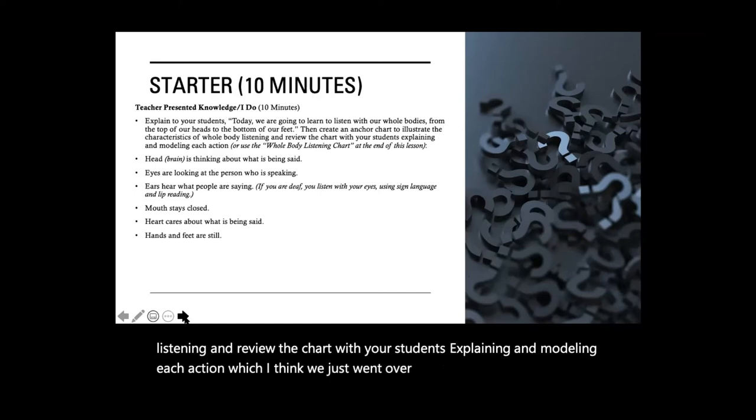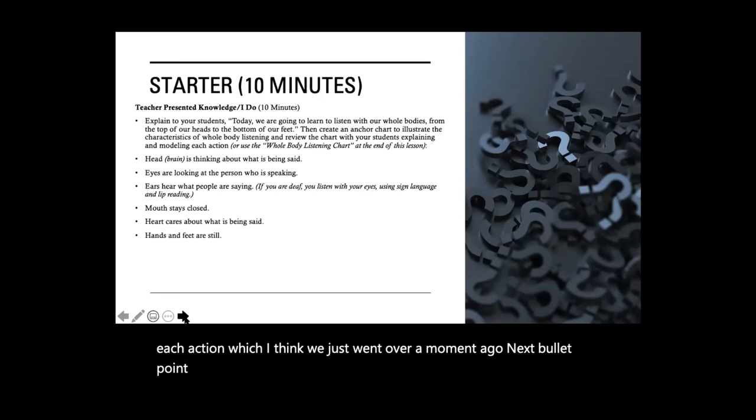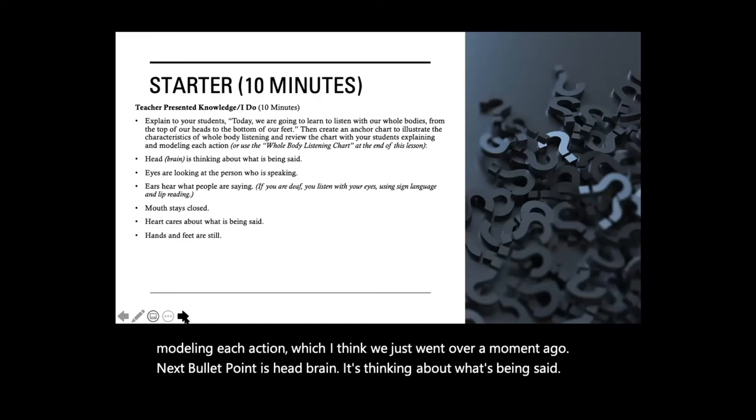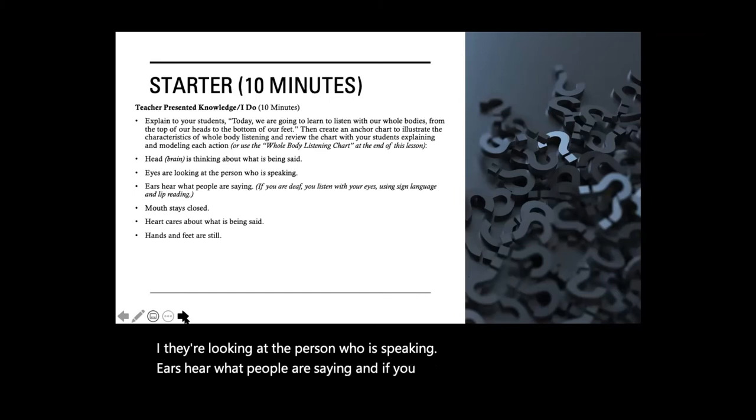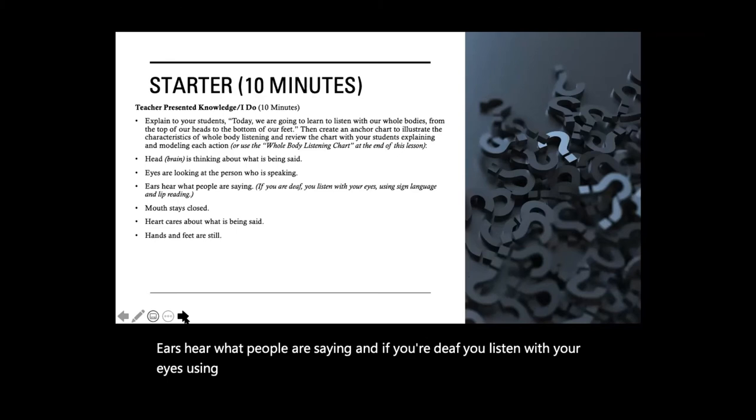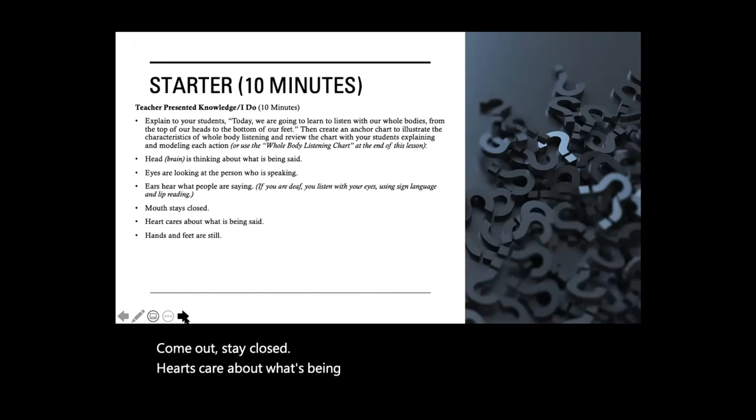Next bullet point is head, brain. It's thinking about what's being said. Eyes, they're looking at the person who is speaking. Ears hear what people are saying. And if you're deaf, you listen with your eyes using sign language and lip reading. Mouths stay closed. Hearts care about what's being said, and hands and feet are still.